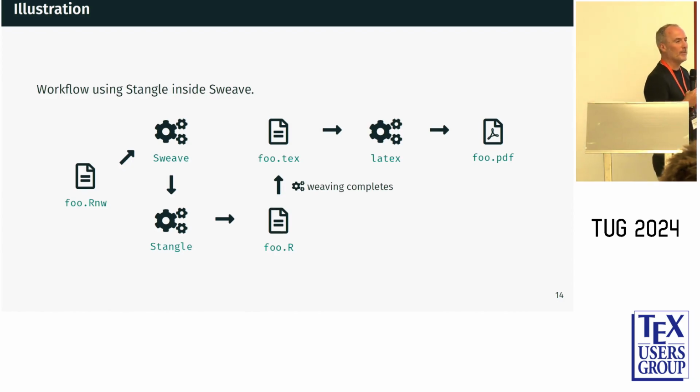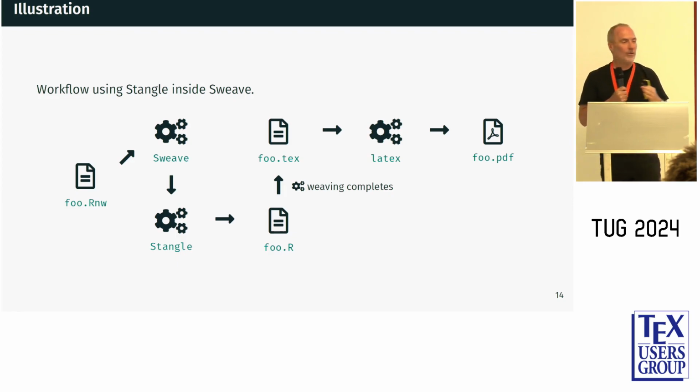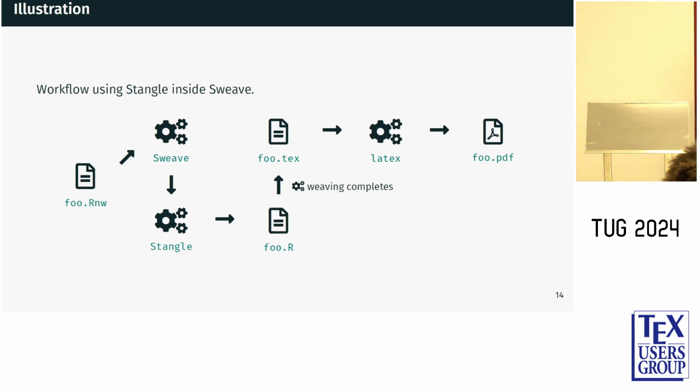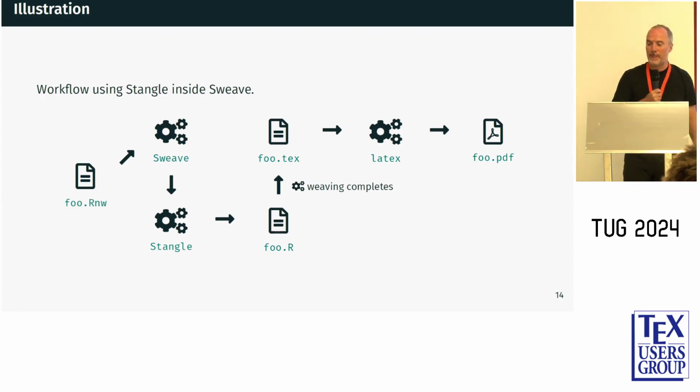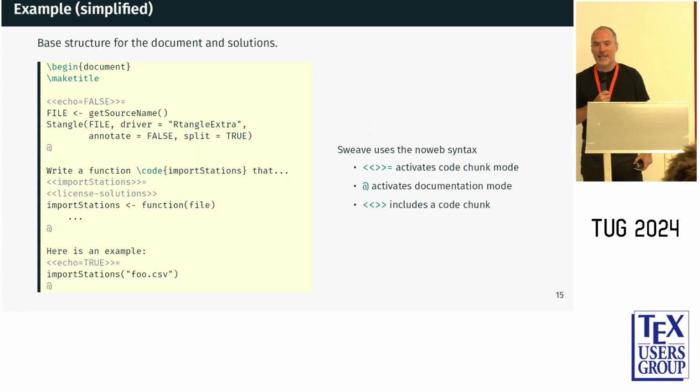through the diagram, is to always start by weaving, but at the beginning of the weaving procedure, we first tangle, finish the tangling step. Once tangling is done, we complete the weaving step, and then we end up with the PDF document at the end. Here's an example of how it works.